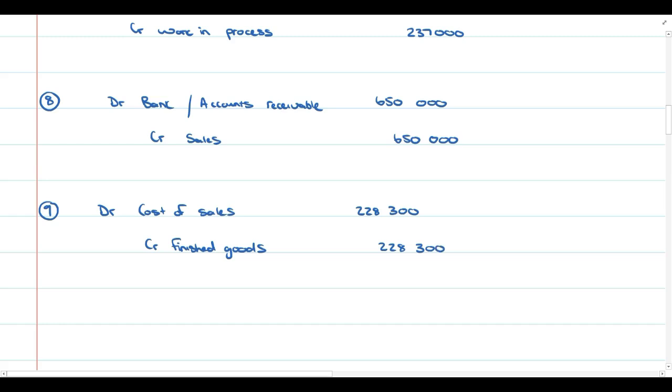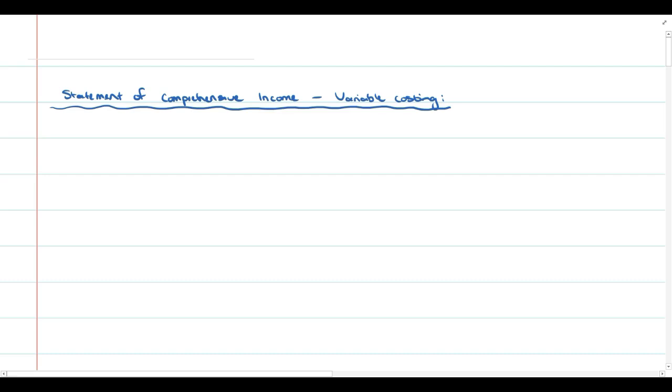Okay, so that deals with the journal entries and the general ledger account. We now also need to look at our statement of comprehensive income, and we are looking at variable costing for now. I'm going to start by just writing out the skeleton of my statement, and then we can input all of the numbers. So we always start with sales.